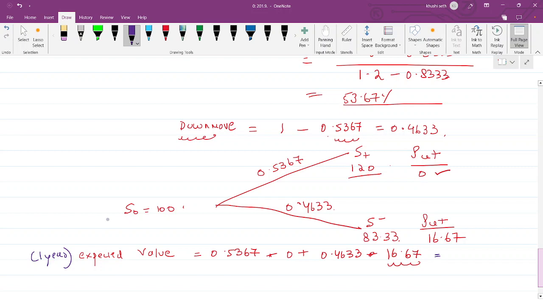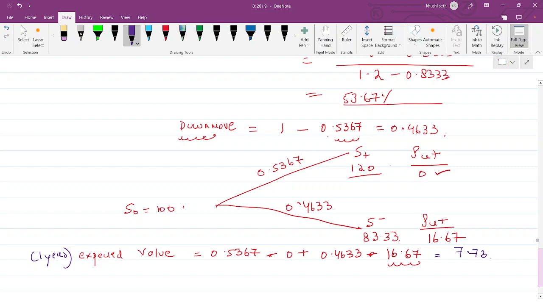ये कितना आ रहा है? सीधा ये कैलकुलेट कर लो, 16.67 इंटू 0.4633। कितना आ रहा है? 16.67 into 0.4633 कितना है? 7.739. 7.73 ले लेते हैं. Okay, now this is the expected value of the put in 1 year.